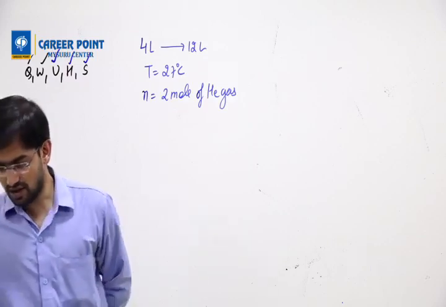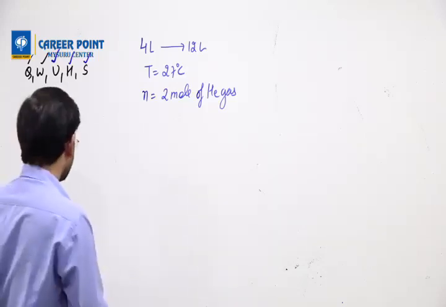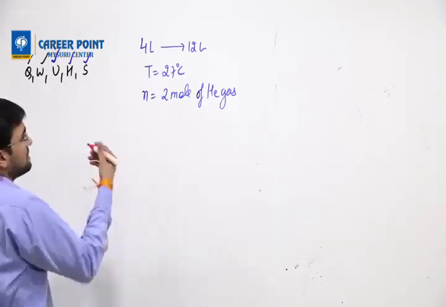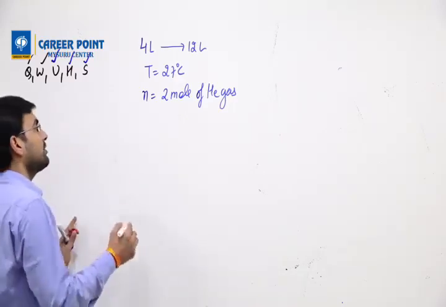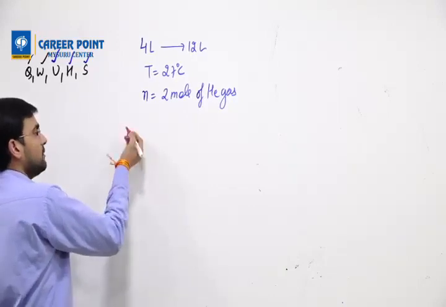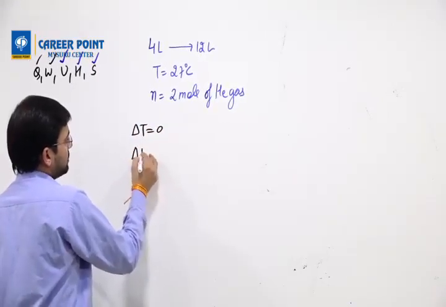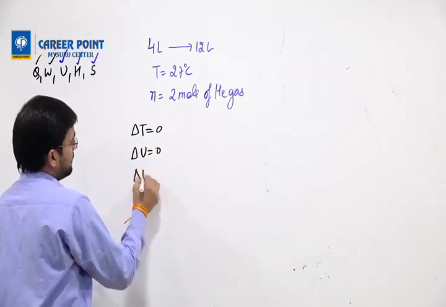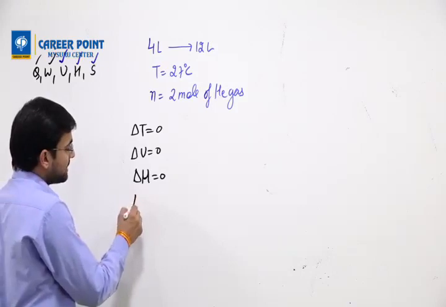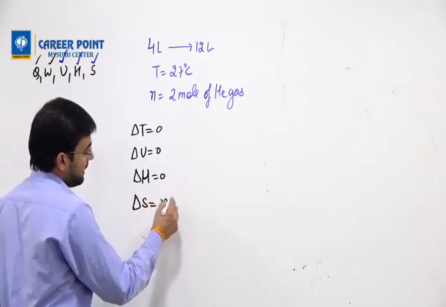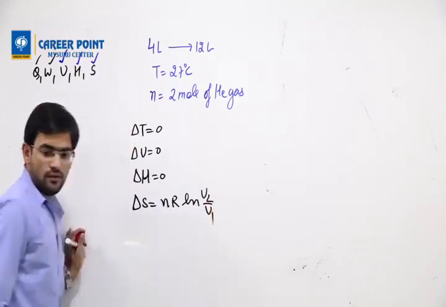Okay, now I'll solve this question. So first, it is a reversible isothermal process, as they are saying. If it is a reversible isothermal process, then one thing I know for sure, certainly delta T equals 0. So delta U equals 0. Delta H also equals 0. Delta S I can calculate as nR ln V2 by V1.